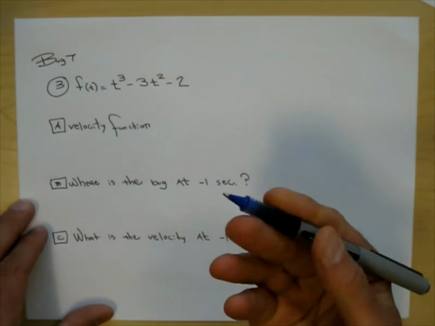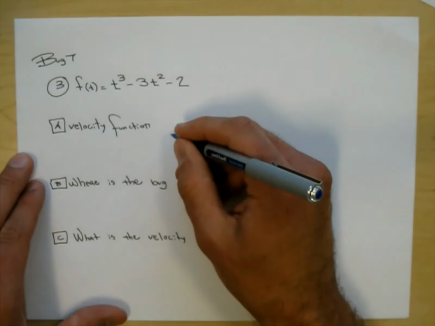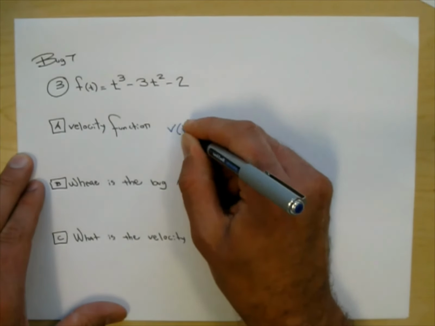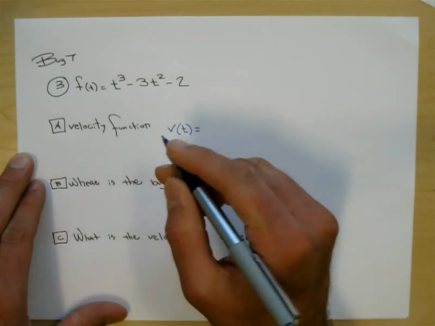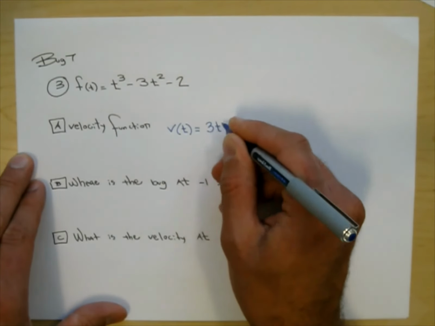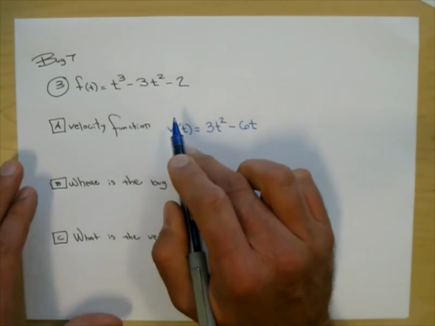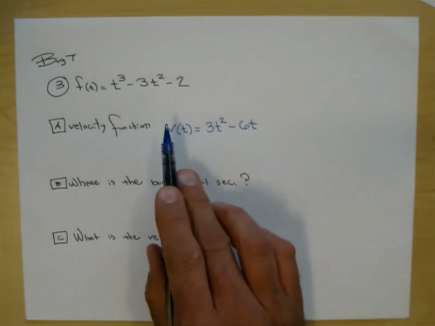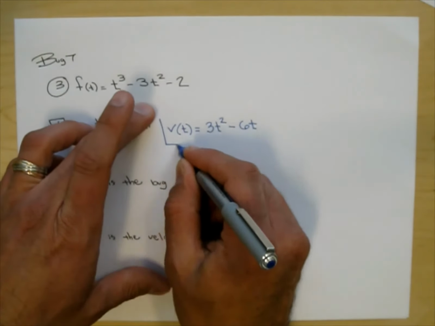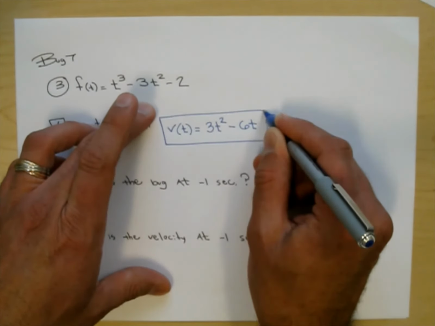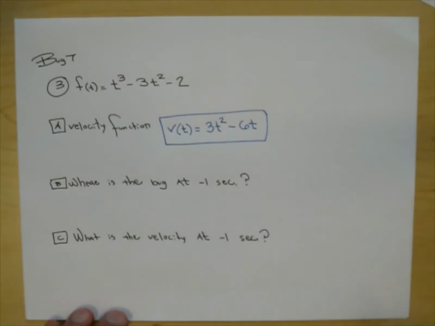I'll do the problem in blue. I just feel like changing colors. V of t equals the derivative. So 3t squared minus 6t, and then there is a 0 there. So there's the answer to part A. Good thing we have derivative shortcuts. That is a very good thing.